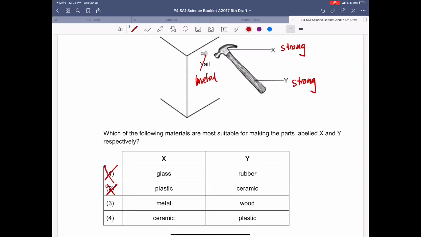Can it be metal? Yes. Then you check. This can be wood also. Now, the handle over here should be something that is lightweight also. If not, can you imagine it's going to be so heavy? So wood fits the bill. X cannot be ceramic. If not, you'll be hearing a lot of crashes.